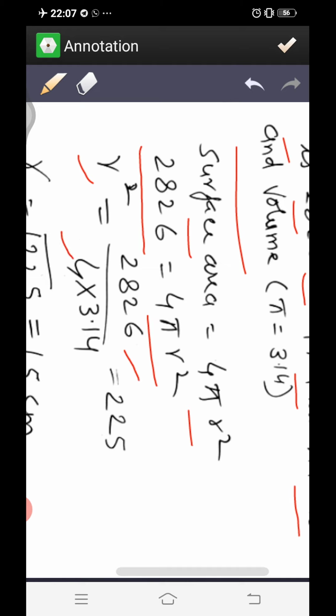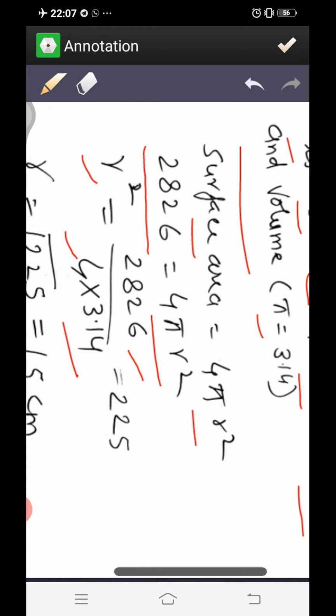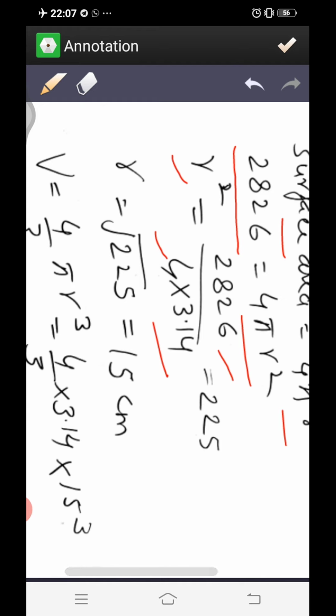The value of pi is given in this question, 3.14. On solving, we get r square equal to 225. So r is equal to under root 225, r equal to 15. The square root of 225 is 15 centimeter. We have got the radius. Now we have to find its volume.